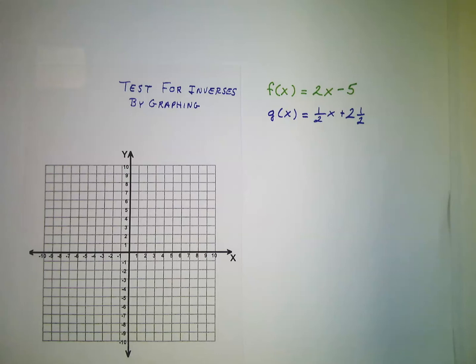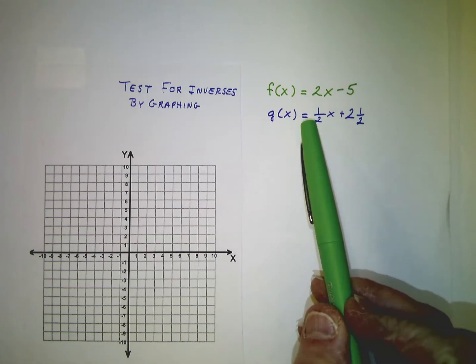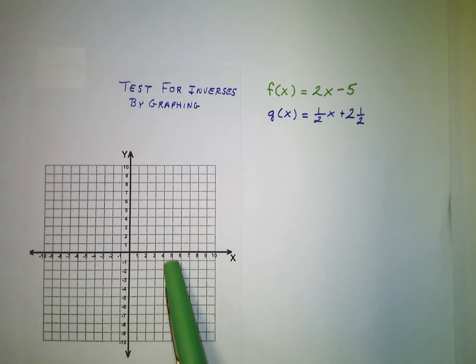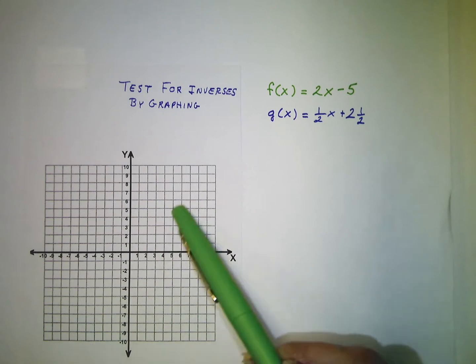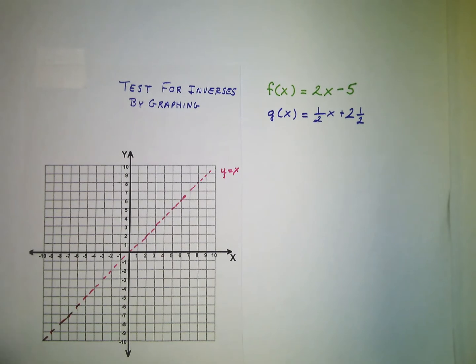With Mrs. Milburn, you learned that if two functions are inverses of each other, when we graph them, they should be reflections across the diagonal line y equals x. So let's graph the two of them and see if they truly are reflections across that diagonal line.